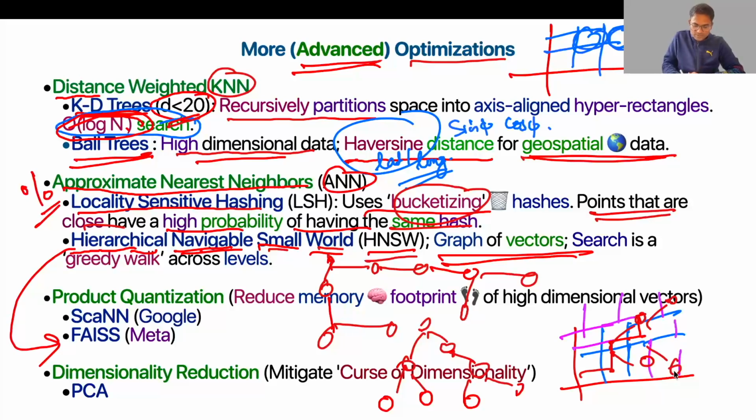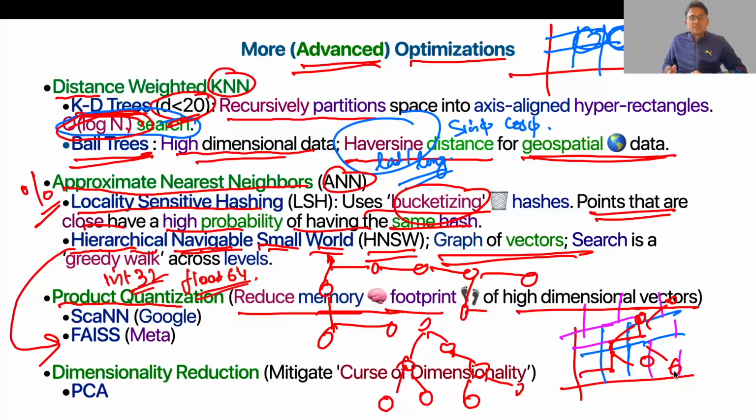Then there is Google ScaNN. This is product quantization. Here we reduce the memory footprint, because the data is very high dimensional. The whole idea is to reduce the memory footprint of the high dimensional vectors, so we use product quantization. Product quantization is like, for example, if you have a float 64, then this can be converted into, say, int 32. So you can quantize the units in which you are storing. That is one kind of quantization, and it will reduce your memory footprint. ScaNN uses something called MIPS internally, and FAISS also uses HNSW.